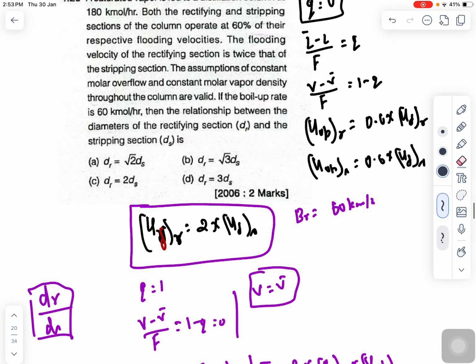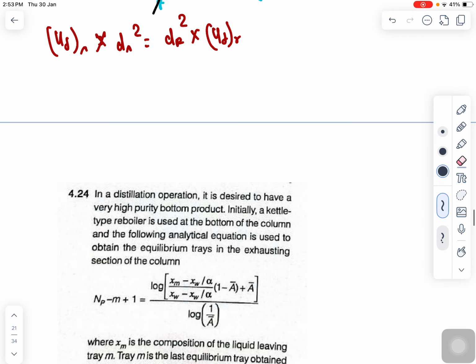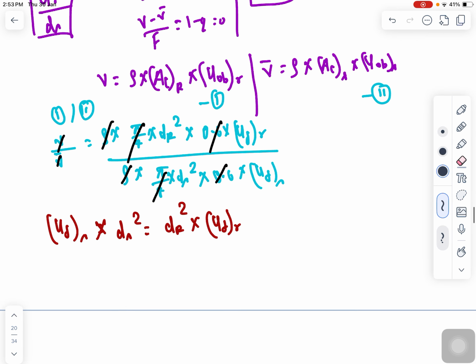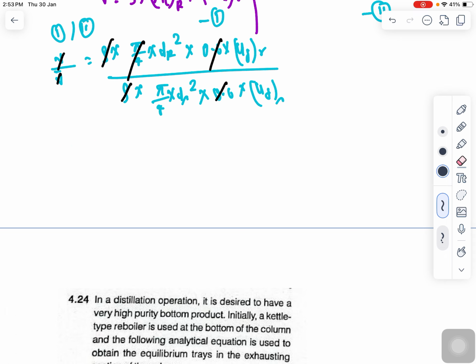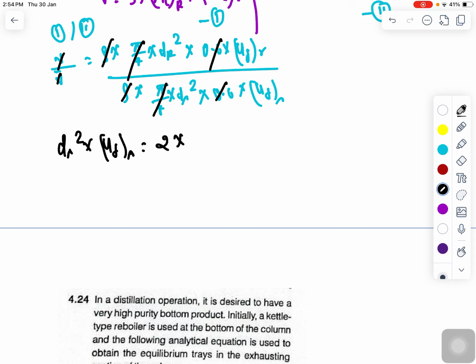It has been given that the flooding velocity of the rectifying section is twice that of the stripping section. So here you can see that this will get cancelled out. So ds square multiplied by ufs is equal to 2 multiplied with dr square multiplied with the flooding velocity in r.